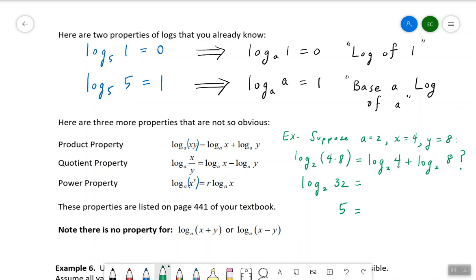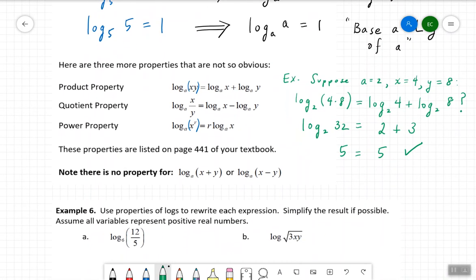And then on the right side, log base 2 of 4: 2 to what power makes 4? Well, that's 2. And 2 to what power makes 8? That's 3. So log base 2 of 8 is 3. And 2 plus 3 is 5. So in fact, the property works. That looks good. That makes us feel a little more comfortable maybe with using the property.